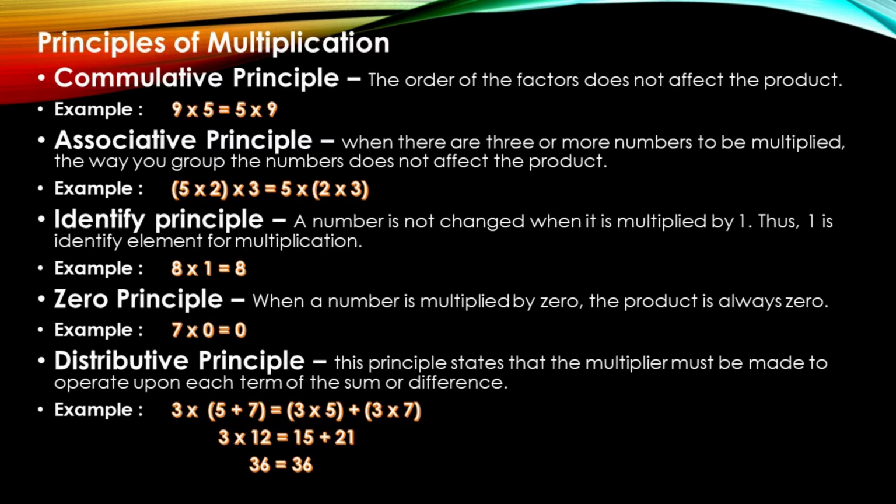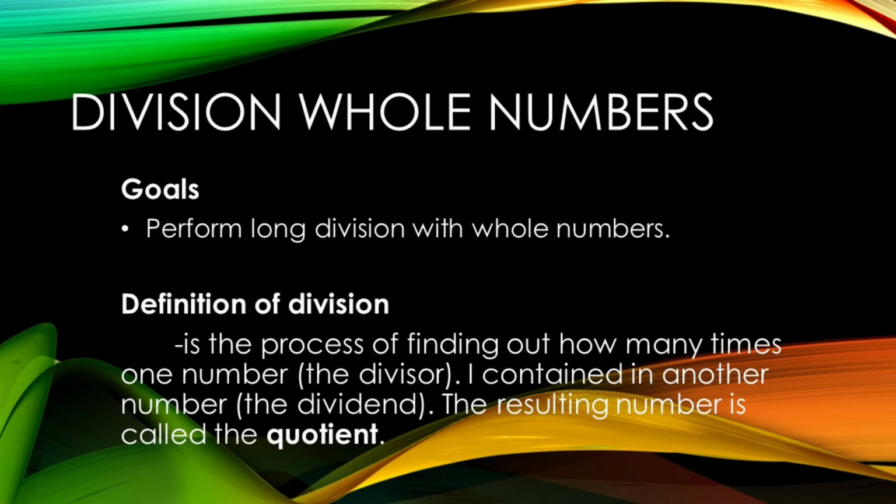Next, kung tapos na tayo sa ating addition, subtraction, and multiplication of whole numbers, so now, division of whole numbers. So, first, goals. Perform long division with whole numbers. Definition: division is the process of finding out how many times one number, the divisor, is contained in another number, the dividend. The resulting number is called the quotient.